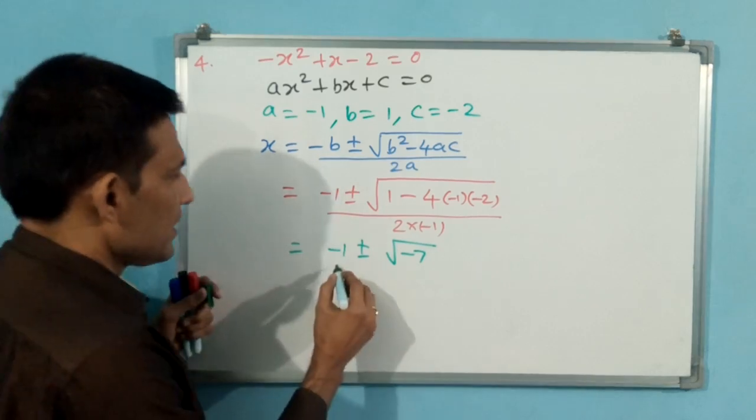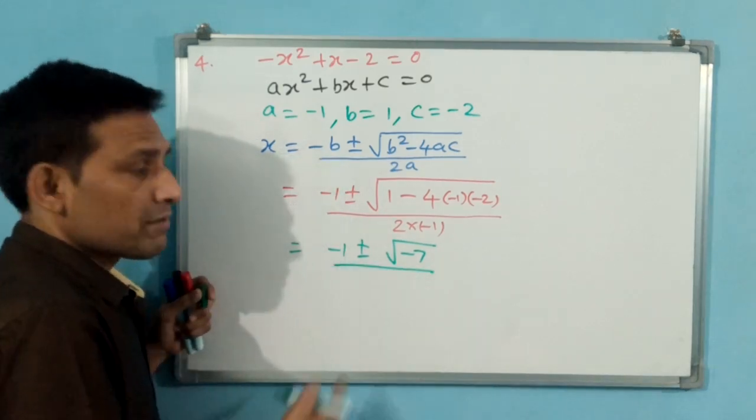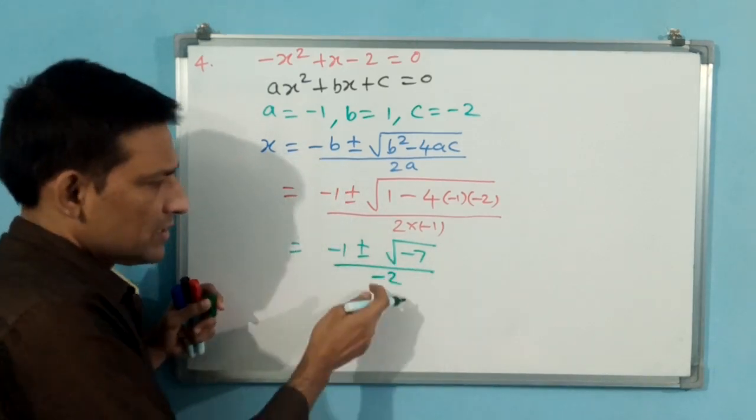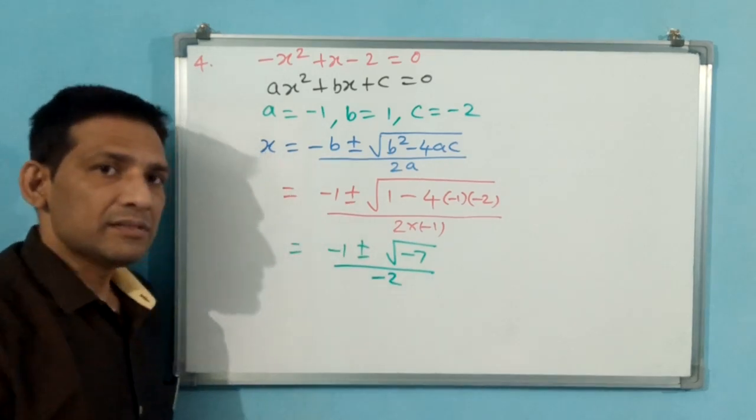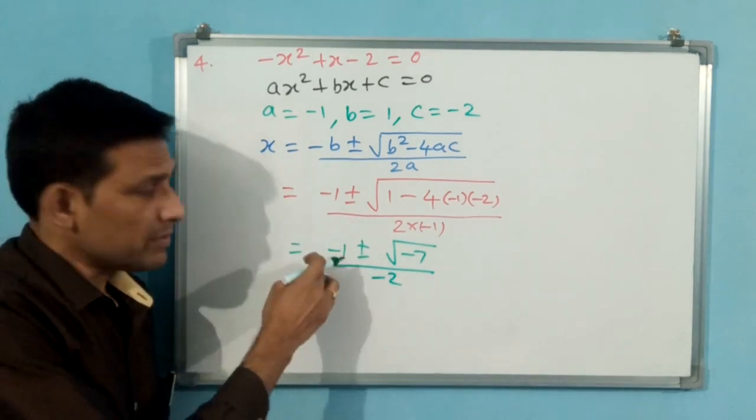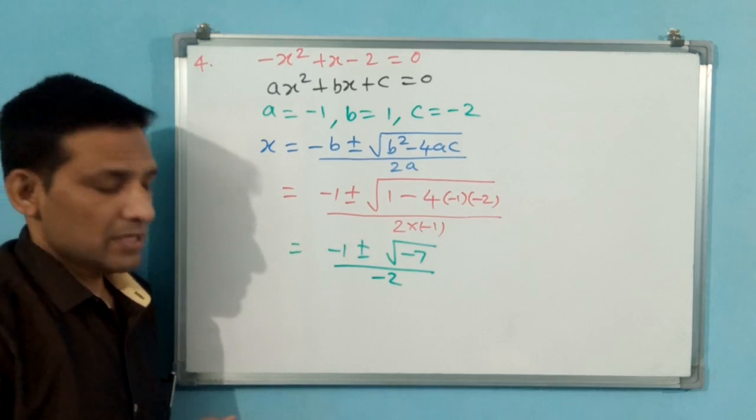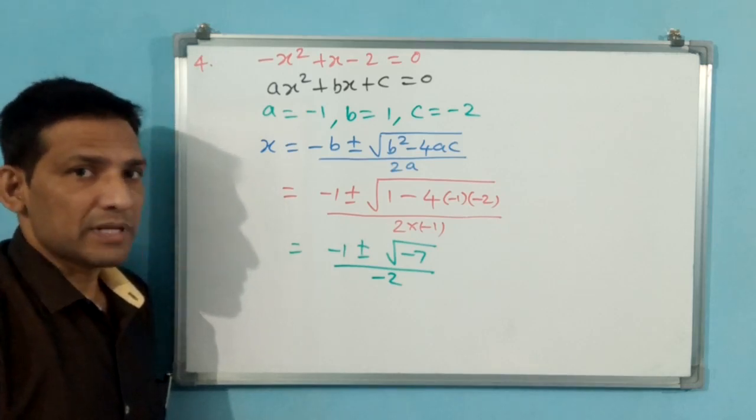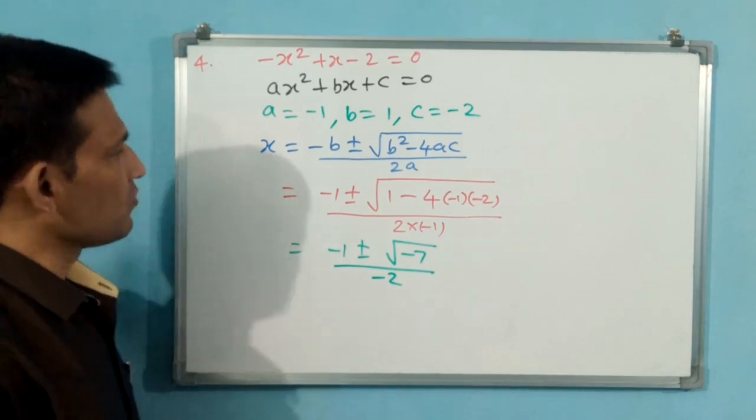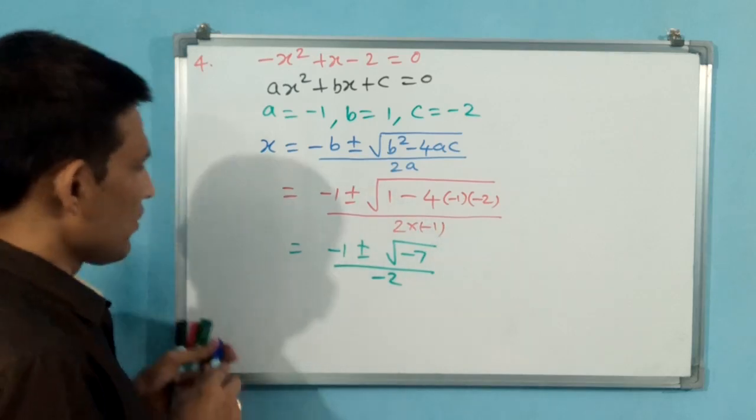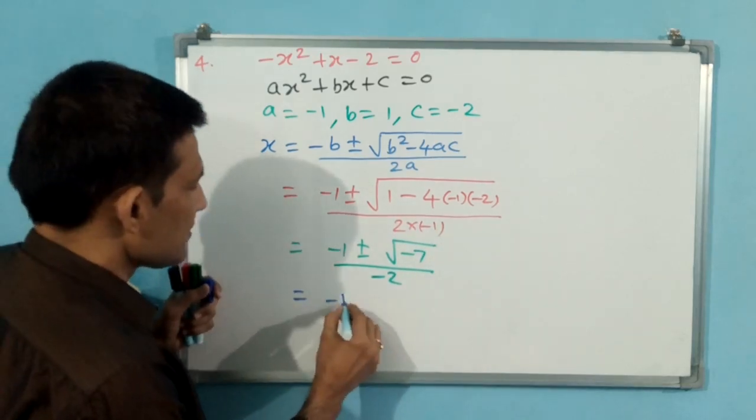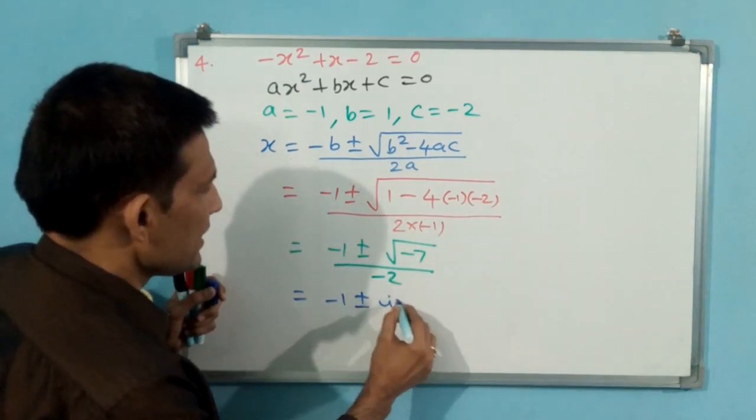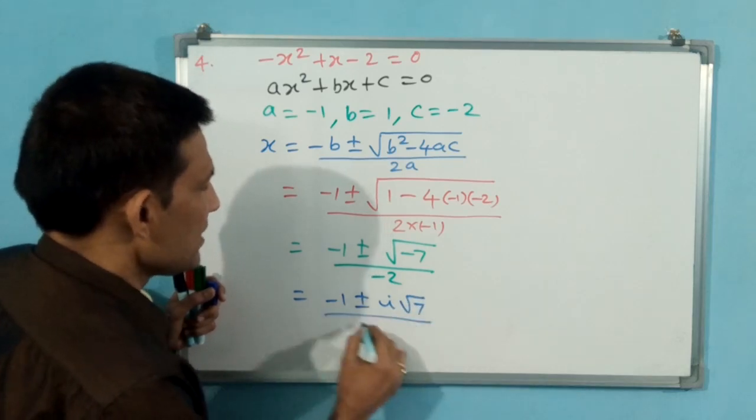See, what will come in the denominator? Minus 2 will come. But this minus, can you transfer easily? No, you cannot transfer easily. Why? Because now we are in complex numbers. Don't transfer easily that much. You have to take carefully how to observe. Now this question we can write finally: I root 7 by minus 2.